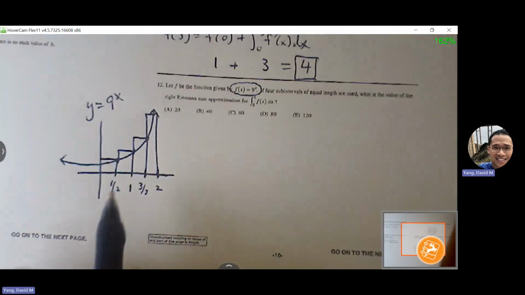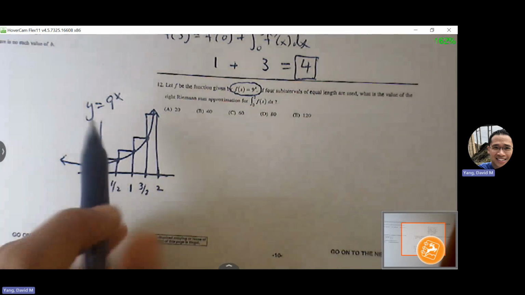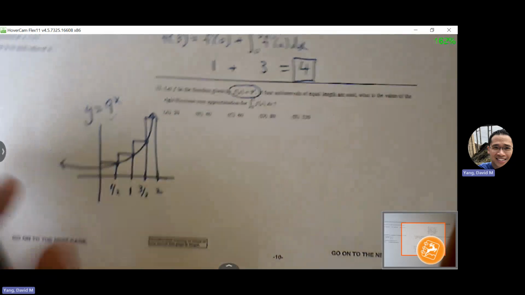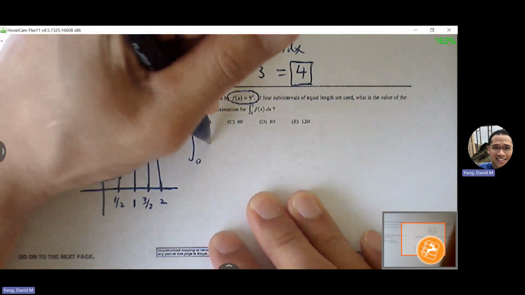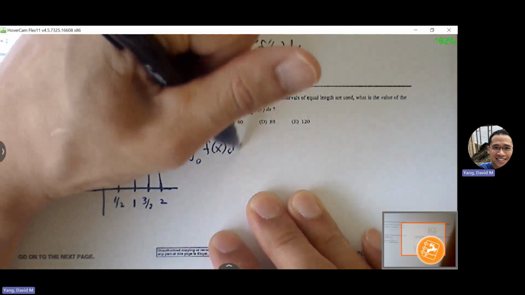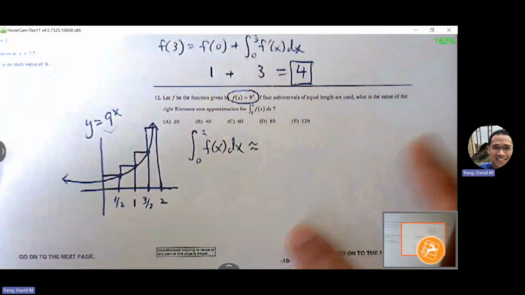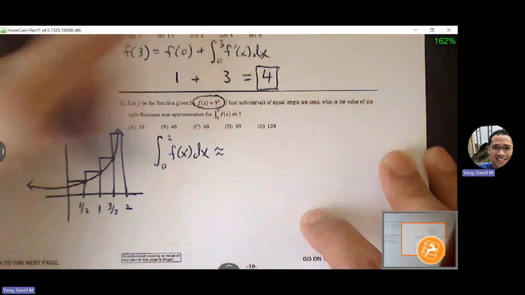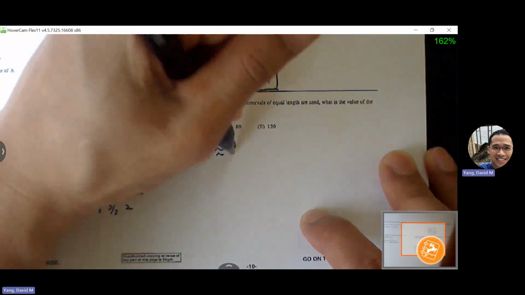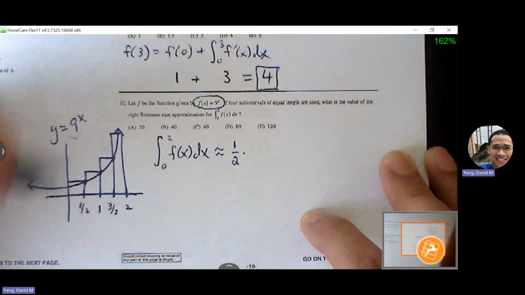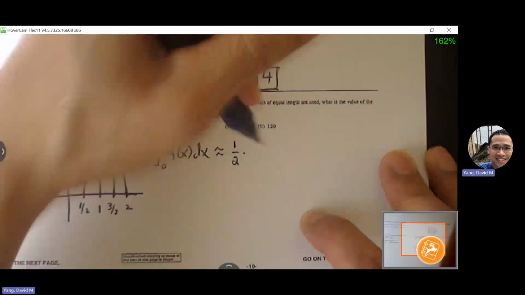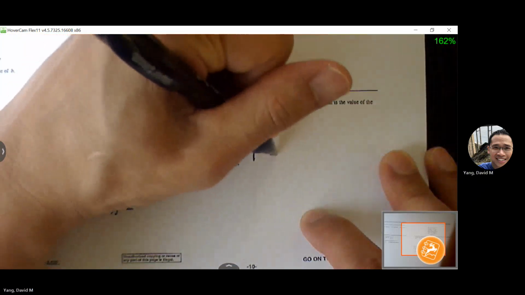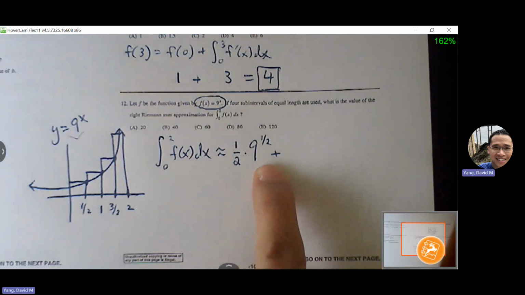But the height, we can just plug each of these endpoints into the function and get the y value that way. So the integral from 0 to 2 of f of x dx, we're just going to add up a bunch of these rectangles here. The width of our first rectangle is 1/2. The height of our first rectangle is f of 1/2. So if I plug 1/2 into the function, I get 9 to the 1/2. So that's the height of my first rectangle.